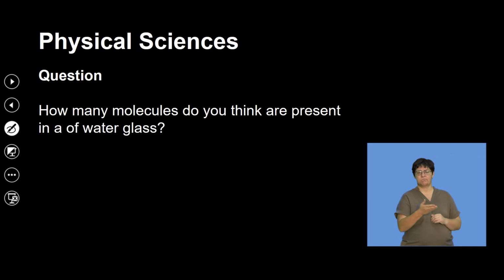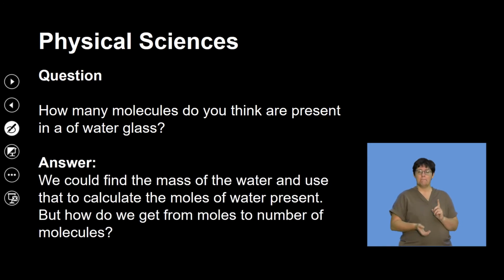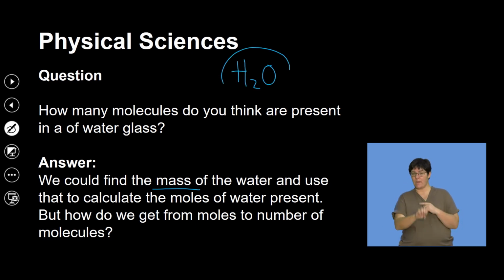Now, how many molecules do you think are present in a glass of water? That's the big question that we started with. We want to go full circle. So we could find the mass of water. Why are we interested in that? For us to find the molecules, first of all, we start with the formula. From this formula, we are able to determine the molar mass.